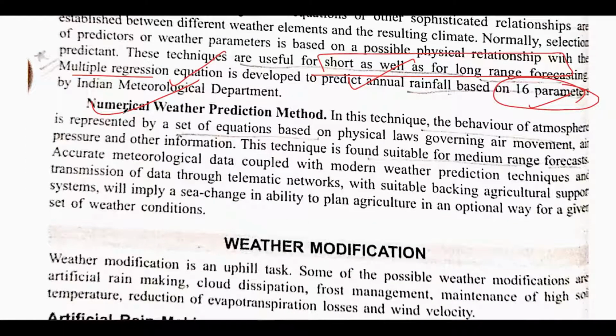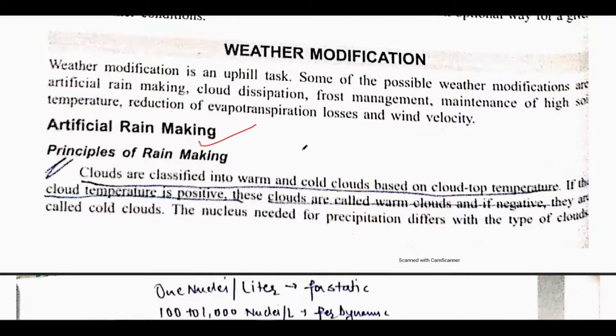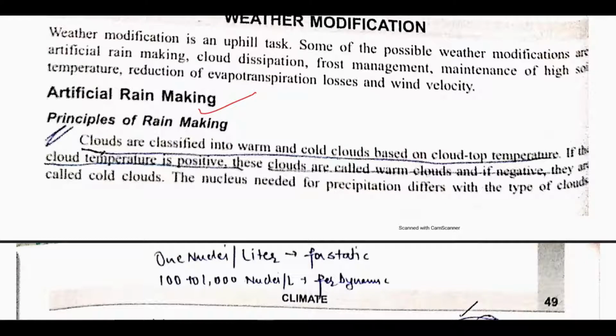Other important part is the numerical weather prediction method. It is used for forecasting medium range forecast. Now weather modifications, like how artificial rain can be made. See, principle of artificial rain making, you can go through a YouTube video because it is not being mentioned very clearly over here. It would be very confusing.